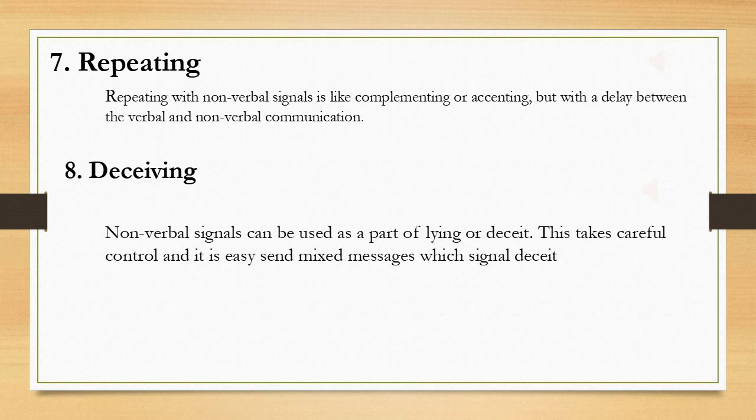Deceiving. Also, nonverbal signals can be used as a part of lying or deceit. This takes careful control and it is easy to send mixed messages which signal deceit. There are around 600 muscles in the body and it is impossible to consciously control many of these. Examples: saying you did not do it while looking and sounding insulted at the accusation, getting someone to do something by acting excited, whilst not really being enthused.